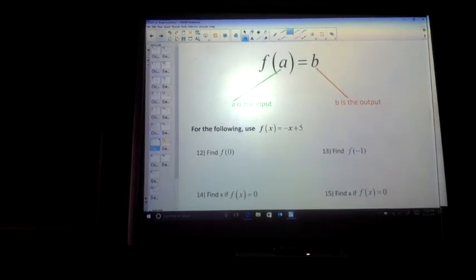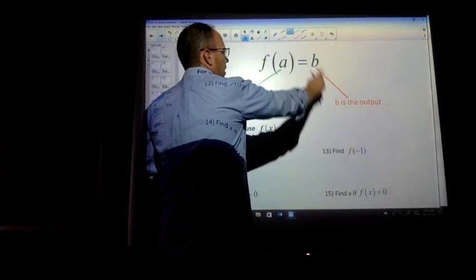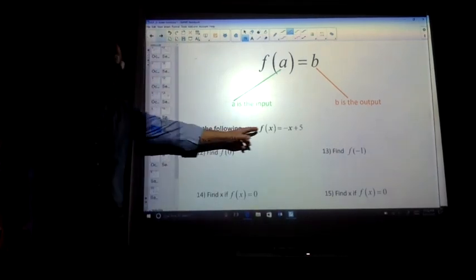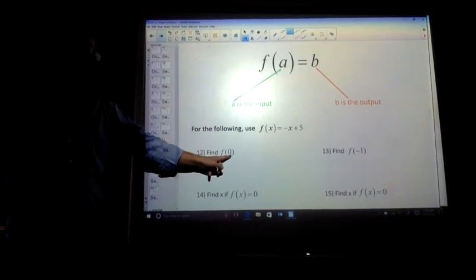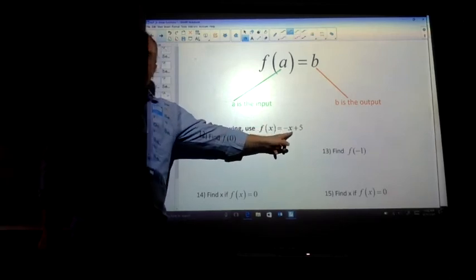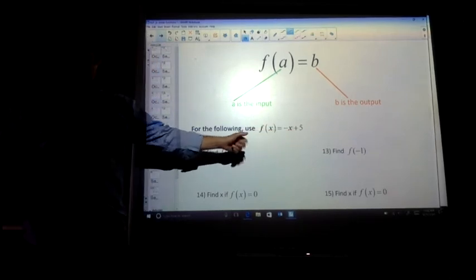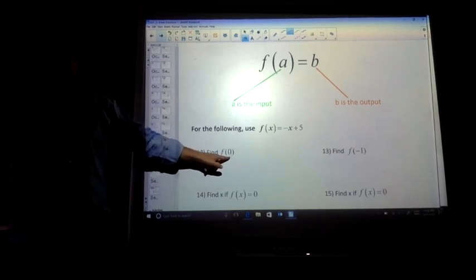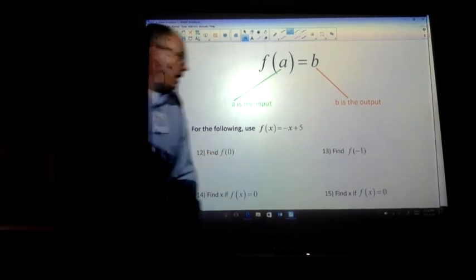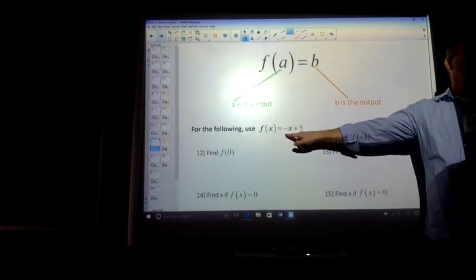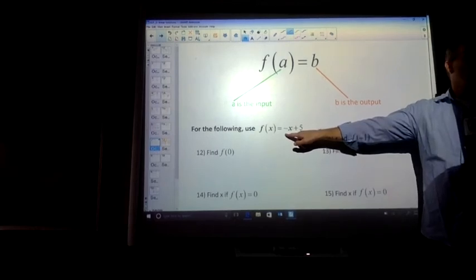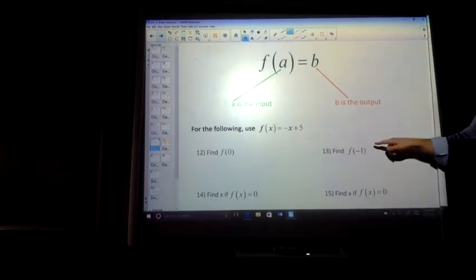All right, so if you have the function as A, this is your input, and B would be your output. If you use this function, f of x equals negative x plus 5, what do I do with this 0? Put it in. So this becomes negative 0 plus 5. Negative 0 is 0. 0 plus 5 is 5. Then I take the negative 1. Plug it in. So I get negative negative 1, which is 1. 1 plus 5 is 6.